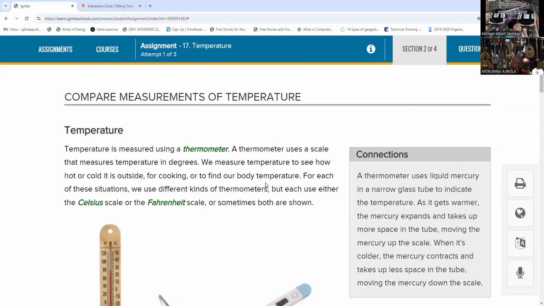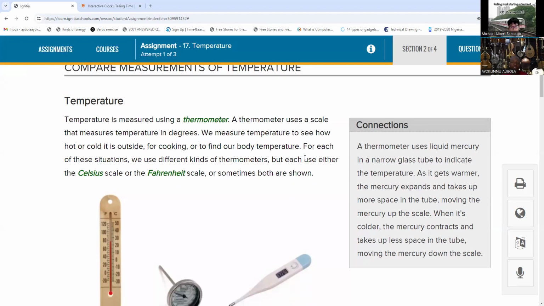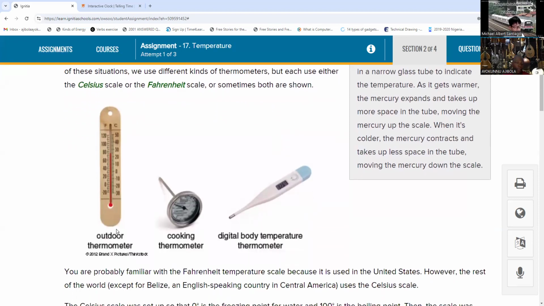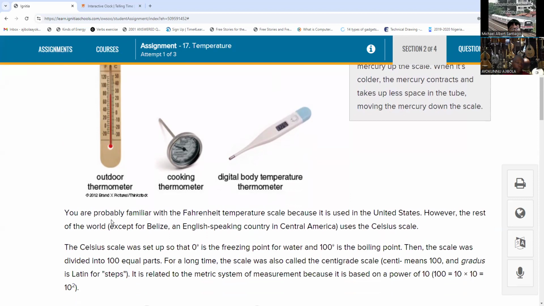Temperature is measured using a thermometer. A thermometer uses a scale that measures temperature in degrees. So we measure temperature to see how cold or hot it is outside. So it's not only talking about hotness, it also has to do with coldness. For cooking or to find out our body temperature, we check. For each of these situations, we use different kinds of thermometers, but each uses either the Celsius or Fahrenheit scale, or sometimes both are shown. So: outdoor thermometer, cooking thermometer, and digital body temperature thermometer.